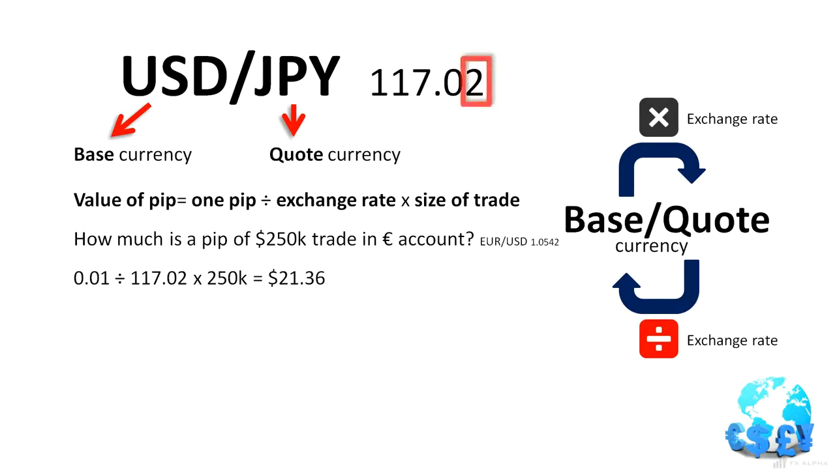Since we want to know the amount in euro, we have to convert the dollar to euro. By looking at the exchange rate, we now have to convert the quote currency to base currency. So we divide 21.36 by 1.0542, 1 PIP is equal to €20.26.